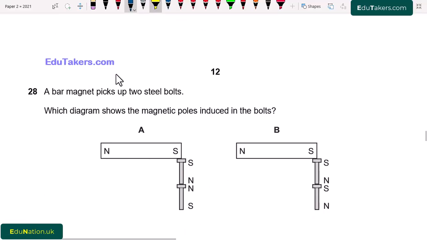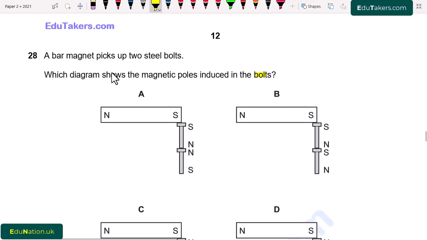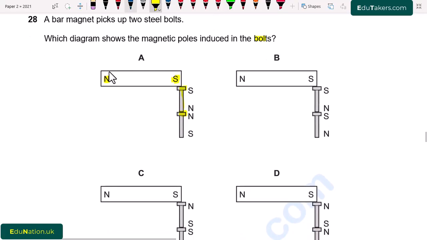Question number 28. A bar magnet picks up two steel bolts. Which diagram shows the magnetic poles induced in the bolts? So first of all, here is a bar magnet which is shown by the north and south pole, and there are two bolts that are picked up by the bar magnet. The bar magnet is shown here while the bolts are shown vertically. As the two bolts are very close to each other, there is attraction between them. If there is repulsion, then they can never exist together.